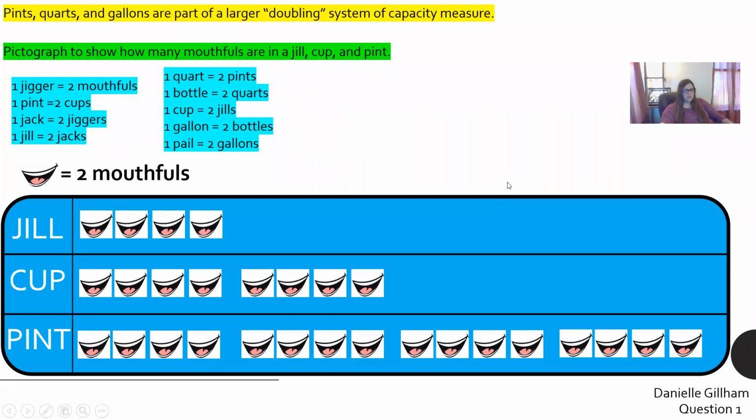All right, so problem 1. We are given pints, quarts, and gallons, which are part of a doubling system of capacity measure. So we also have jiggers, jacks, gills, and a gallon. We're basically measuring in mouthfuls, which is the main system we're going to be measuring in. And as you can tell right here, a gill equals 8 mouthfuls. Each jigger equals 2 mouthfuls. So there's going to be 8 mouthfuls.